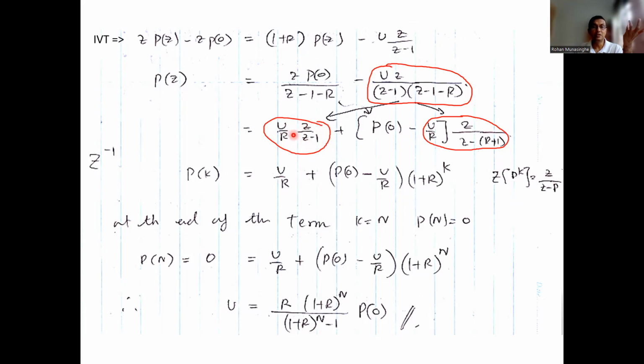This is unit step un, okay, in z world. So we don't have to write un. If you want to write, that's also okay, but we just can keep it like u over r, right? And then this one, P0 is initial amount minus u over r. U is the monthly installment over monthly interest rate times z over z minus r plus 1. There you are. So this is a constant raised to the power k, 1 plus r to the power k, right?